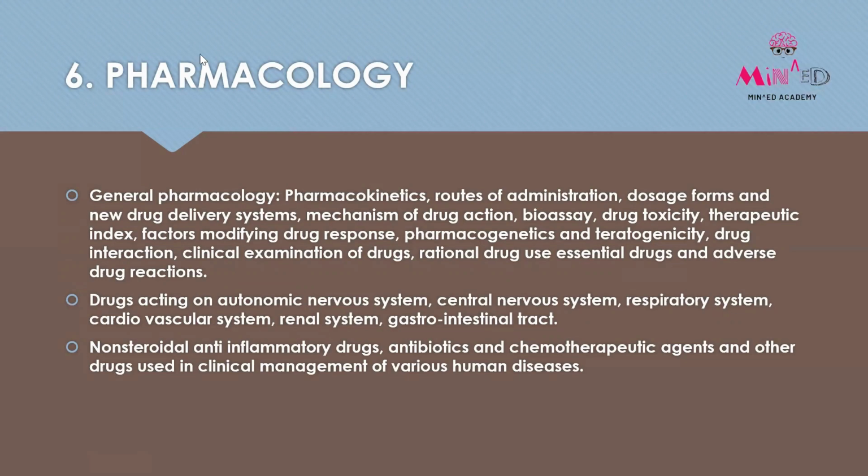And next, the sixth subject that we have is pharmacology. Here we have some general pharmacology questions like pharmacokinetics, drug routes of administration, dosage, delivery system, mechanism of drug action, biosafety, drug toxicity, therapeutic index, all the topics. Then we have drugs acting on autonomic nervous system, central nervous system, respiratory system. Then NSAIDs, antibiotics, chemotherapeutic agents, and all the things related to drugs which are used for various human diseases.